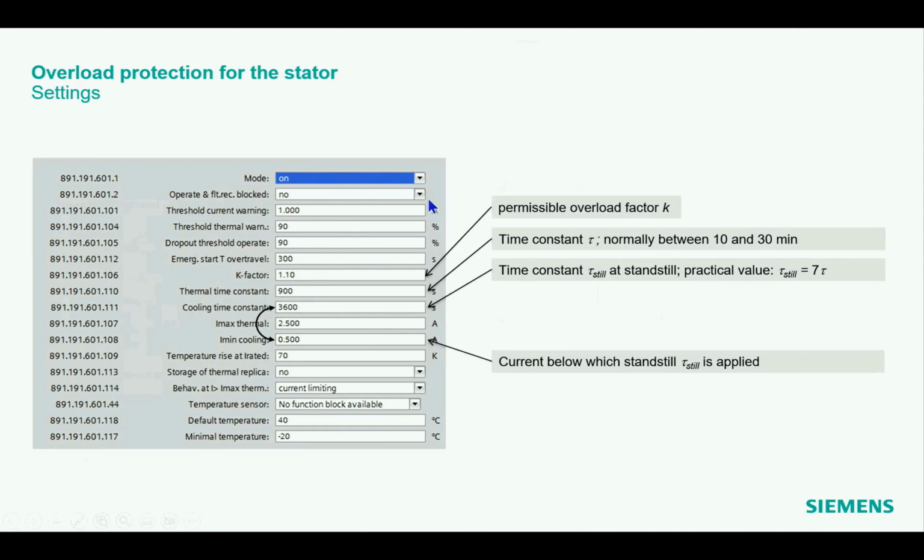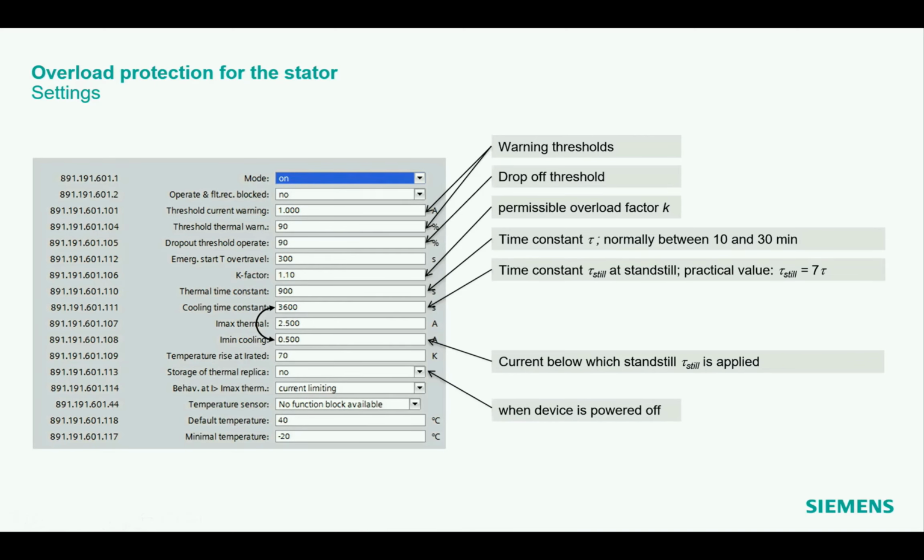And I have a current to say when do I reach this standstill. This is this current here. So if the current is smaller than, I don't know, secondary 0.1 amps, then you could say the motor is more or less at standstill, it's not running with that current. I have warning thresholds, a current and a temperature warning threshold, a drop-off threshold. So you see this is all a little bit additional stuff to the core functionality which we discussed.